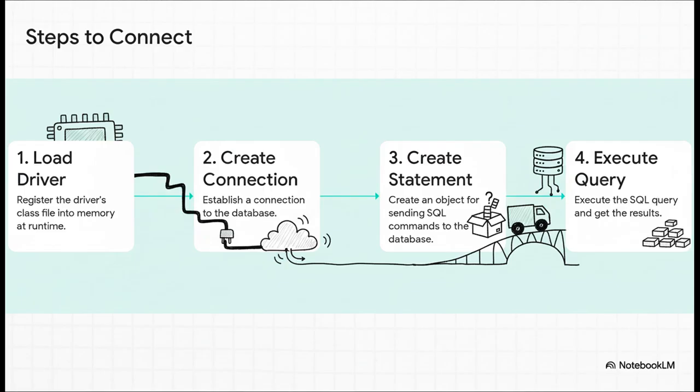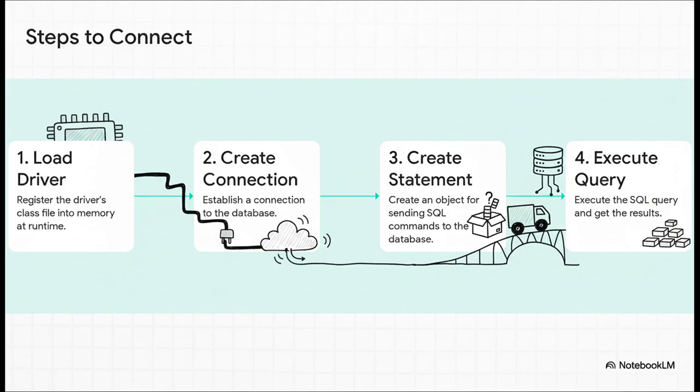First, you load the driver. That's like telling Java, hey, we're using this specific bridge building kit. Second, you get the connection. This is where you actually build the bridge and open it for traffic. Third, you create a statement. Think of this as the truck that's going to carry your cargo across the bridge. And finally, you execute the query. You load that truck up, send it on its way, and wait for it to bring back the goods.